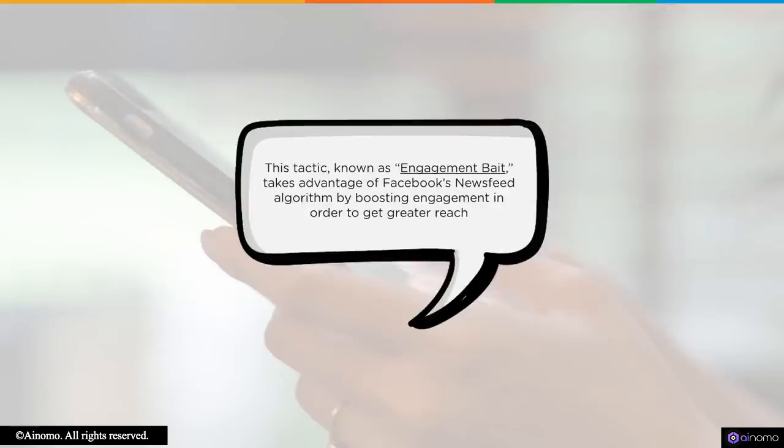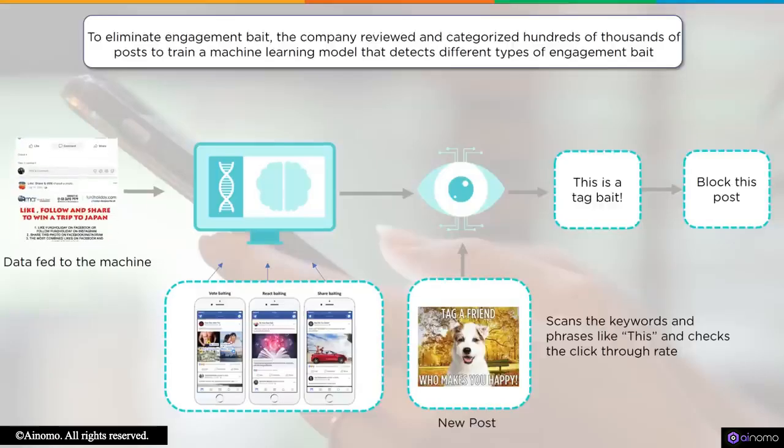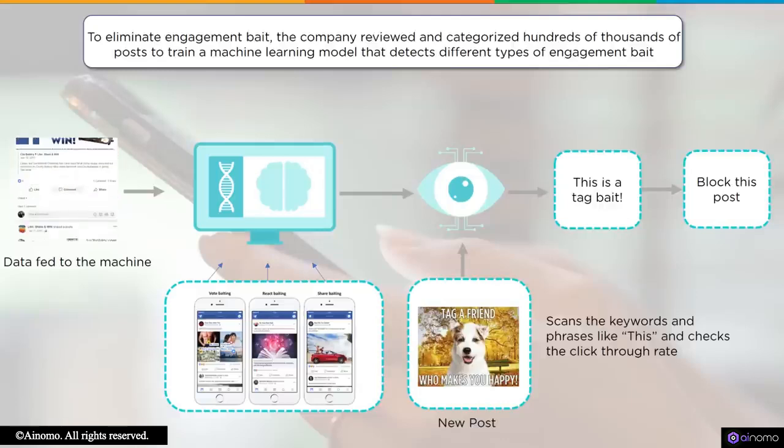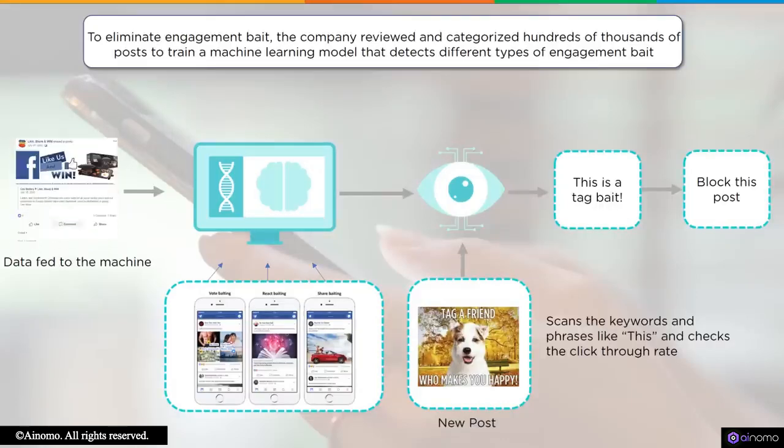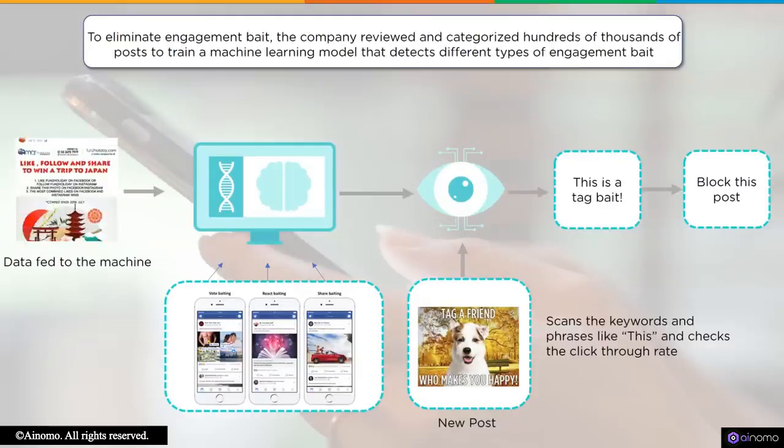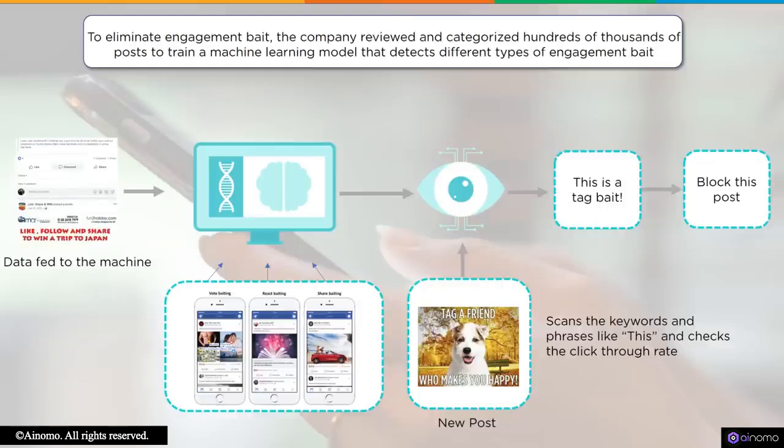And so this tactic, known as engagement bait, takes advantage of Facebook's newsfeed algorithm by choosing engagement in order to get the greater reach. To eliminate engagement bait, the company reviewed and categorized hundreds of thousands of posts to train a machine learning model that detects different types of engagement bait. So in this case we're using Facebook, but this is of course across all the different social media. They have different tools they're building, and the Facebook scroll GIF will be replaced, kind of like a virus coming in there.